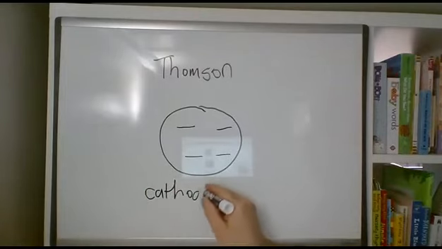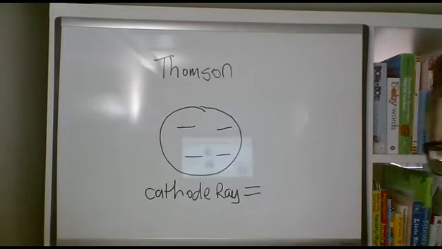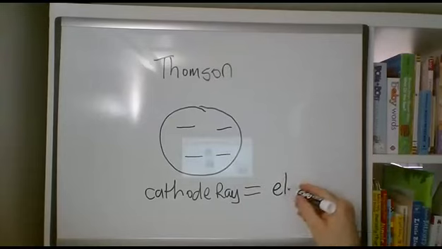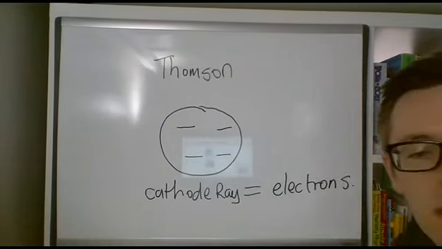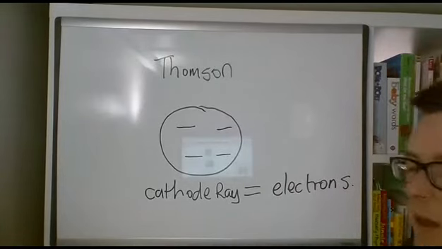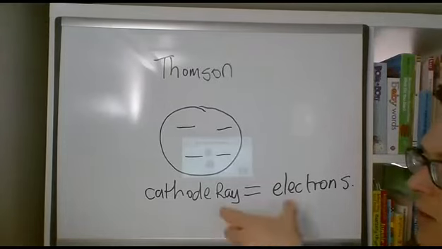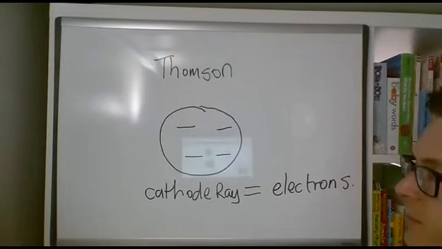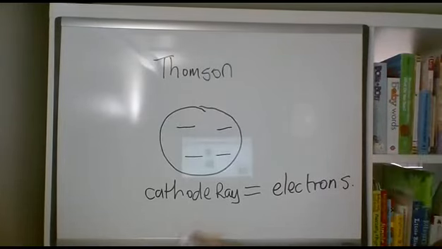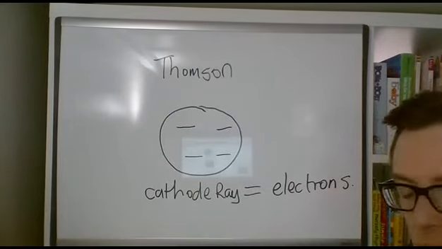So originally he called them cathode rays, but later it was realized that cathode rays are electrons. So it was Michael Faraday that was studying electrons. Thomson was looking at these things from a cathode and he called them a cathode ray. It was later on that it was realized that they were looking at the same thing, so cathode rays were electrons. So it just adds one feature to the Thomson model, and that feature are electrons.